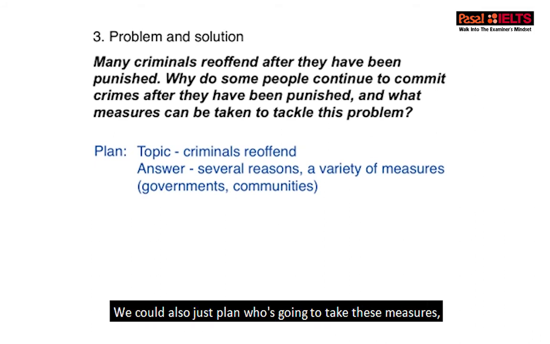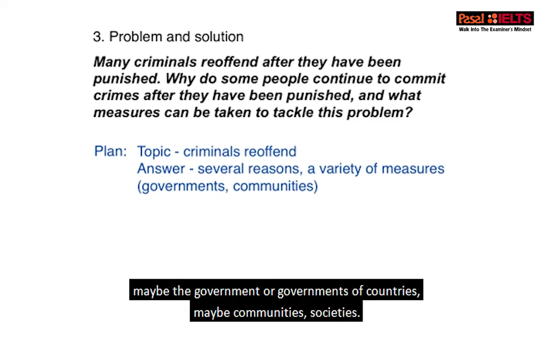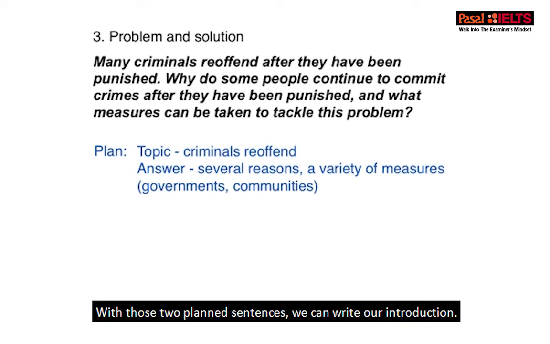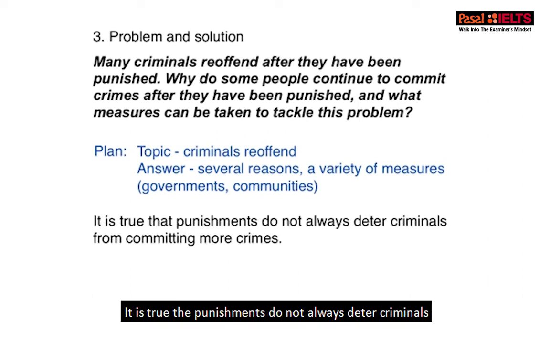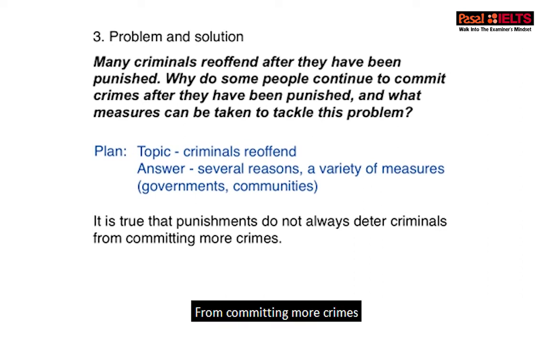We could also just plan who's going to take these measures. Maybe the government or governments of countries, maybe communities, societies. With those two planned sentences, we can write our introduction. The topic sentence again is going to be paraphrasing the idea in the question. It is true that punishments do not always deter criminals from committing more crimes.